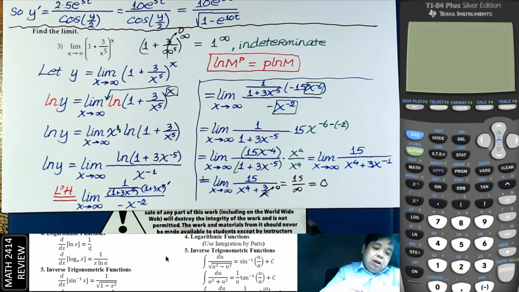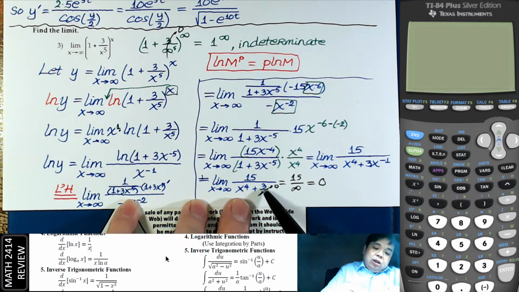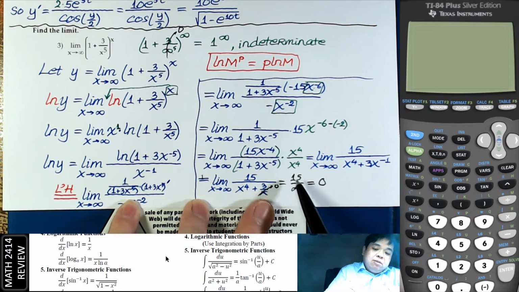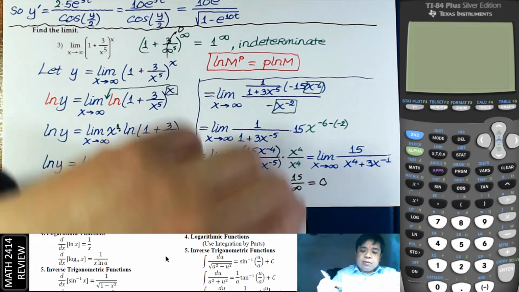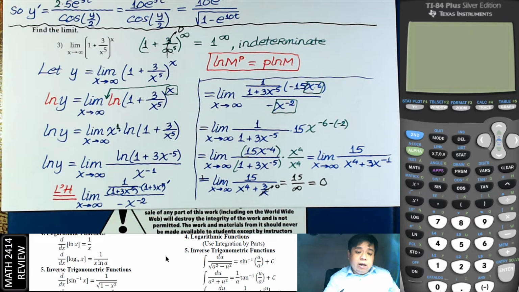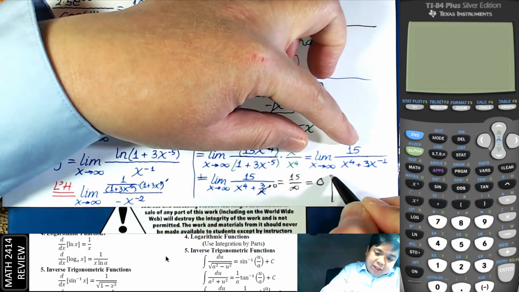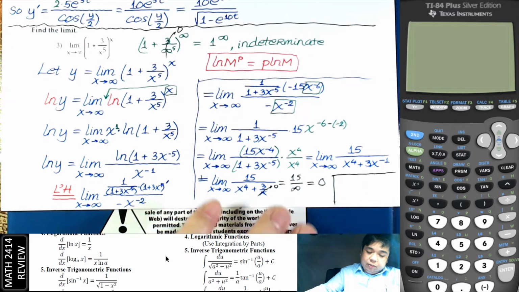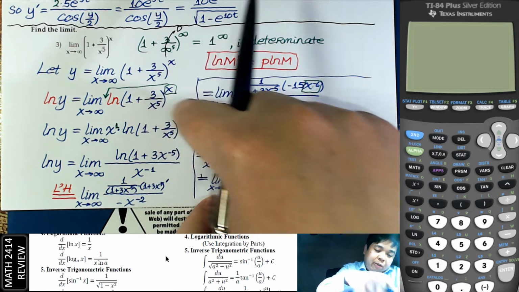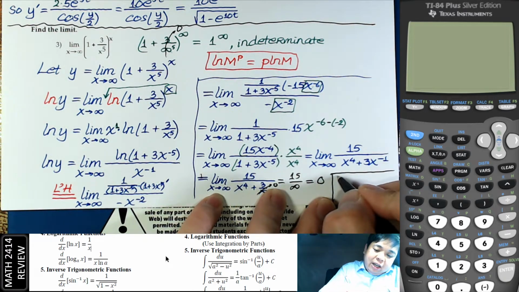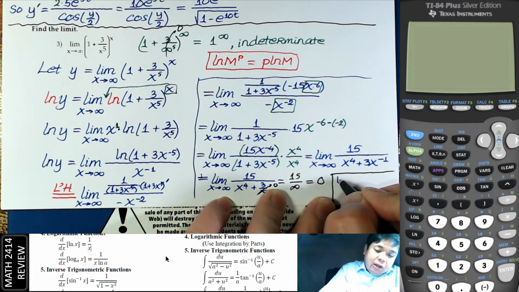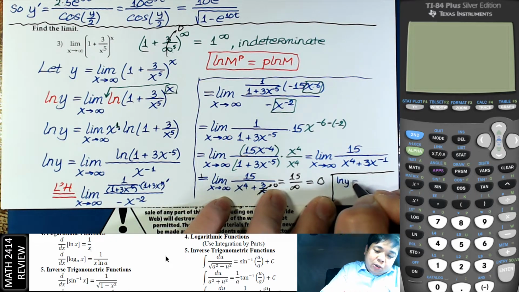Again, 3 over x goes to 0 as x goes to infinity. So x to the 4th goes to infinity. Infinity at the bottom, finite on the top, that will be 0. And finally, we're not solving for that. We solve for, at the end, we will have this. So from that to that and then this. Ln of y is equal to 0.